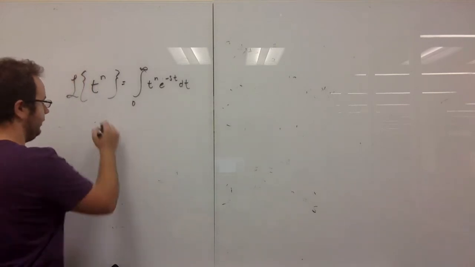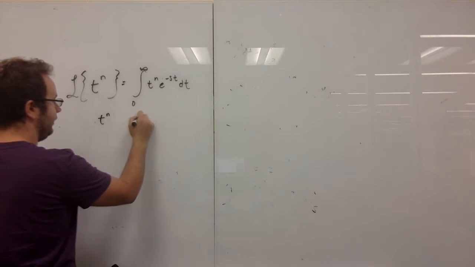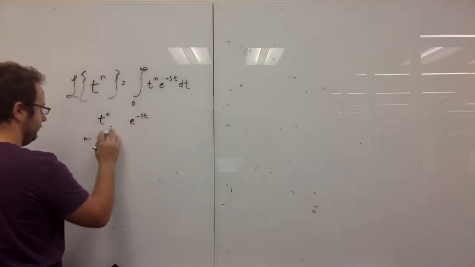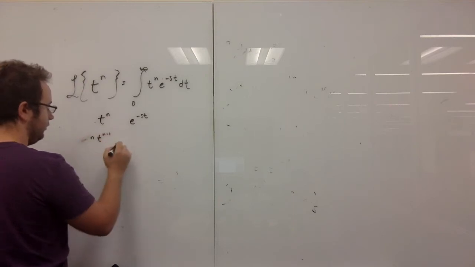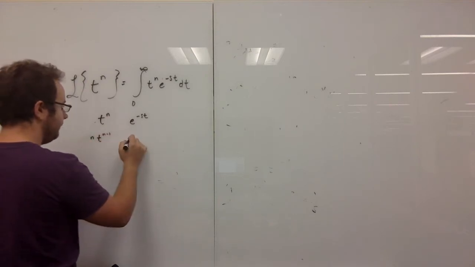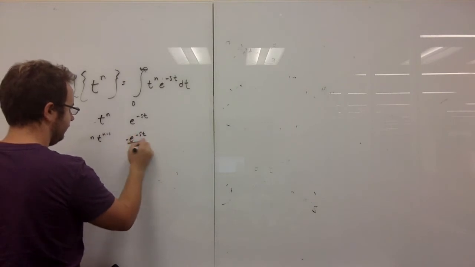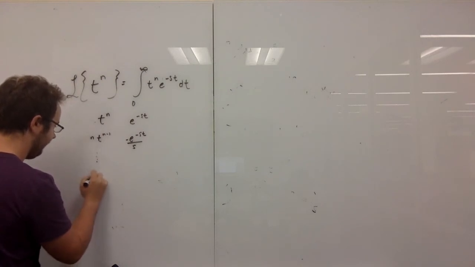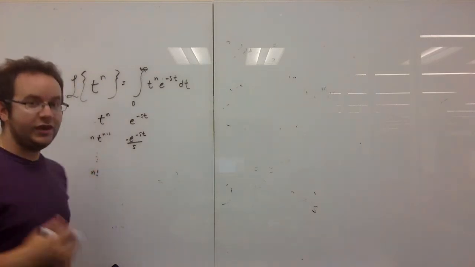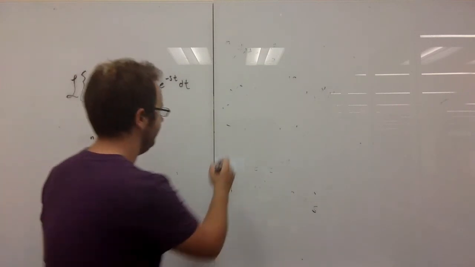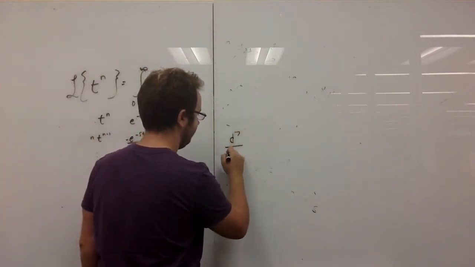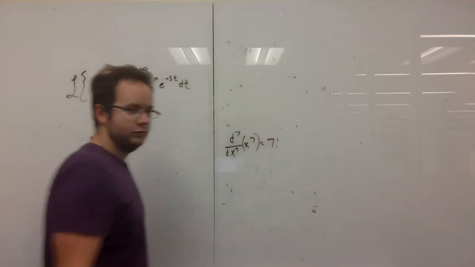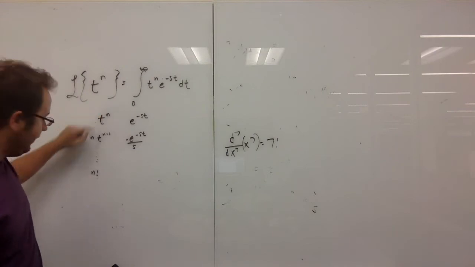I'm not going to spend too much time on it, but you do t to the n, e to the negative st, t to the n minus 1. You take derivatives down this line, right? n times n minus 1, and so on, until you get down to n factorial. Negative e to the negative st over s, and so on down the line. This is because if I take the 7th derivative of x to the 7th, I get 7 factorial. So if I take n derivatives of t to the n, I get n factorial.